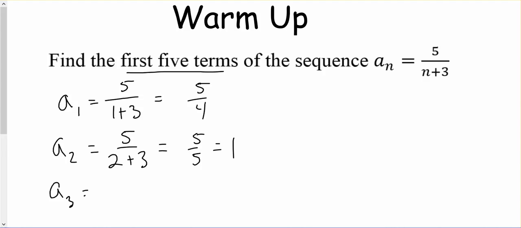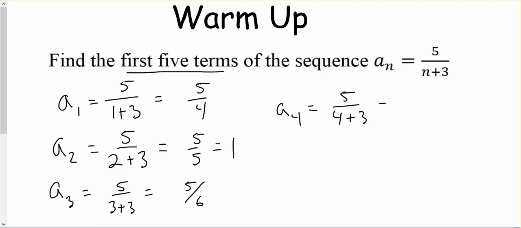Our third term, 5 over 3 plus 3, 5 sixths. Our fourth term, 5 over 4 plus 3, or 5 sevenths. And our fifth term, 5 over 5 plus 3, 5 eighths.